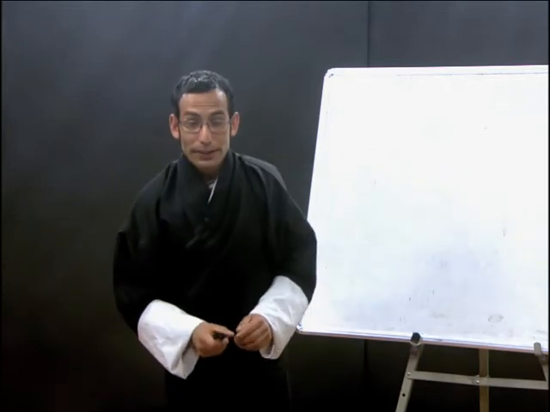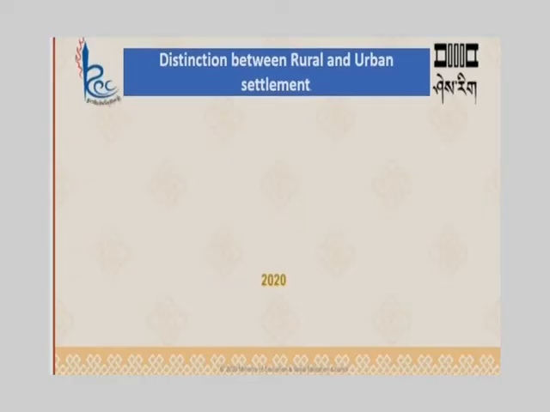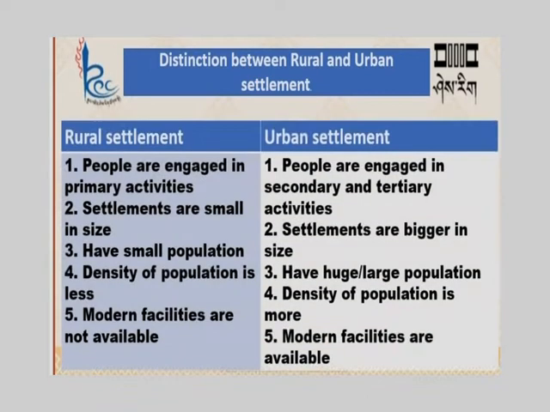Now let's see the bigger distinction between rural and urban settlement. In rural settlement, as we already discussed, people are engaged in primary activities, and in urban settlement, people are engaged in secondary and tertiary activities. Now, in rural settlement, settlements are small in size. If you are in rural communities, you'll find few houses, ranging from 100 to at the max 1,000. But urban settlements are bigger in size. You'll find houses numbering more than thousands, lakhs and crores. So settlements are small in size in rural areas and bigger in size in urban settlements.